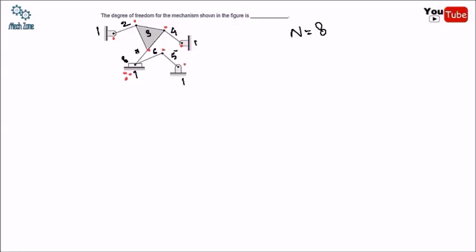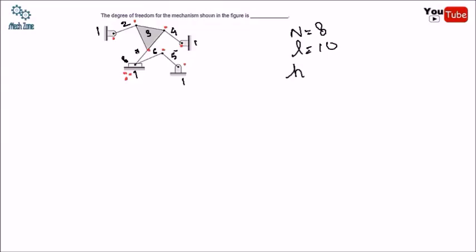1, 2, 3, 4, 5, 6, 7, 8, 9, 10. So here our number of binary joints or lower pairs become 10. It is quite important to note here that the number of lower pairs at this point is 3, because two links are attached and a slider has also come in. The slider condition we have already explained in our lectures, and you can take reference from there. So number of lower pairs become 10.